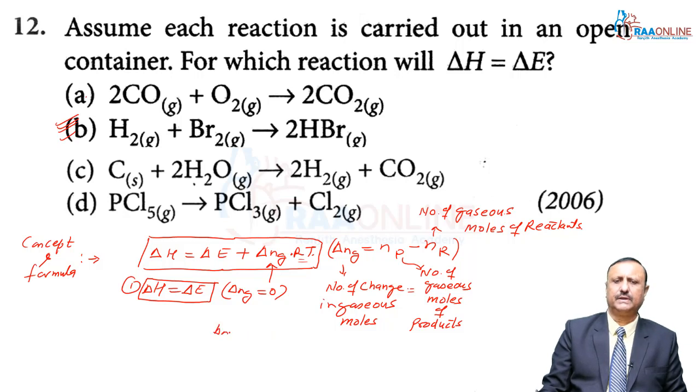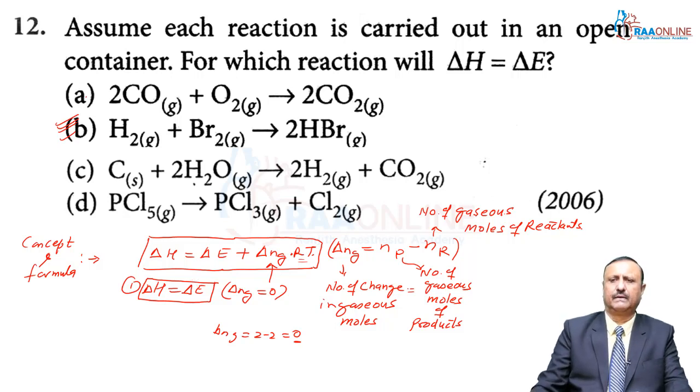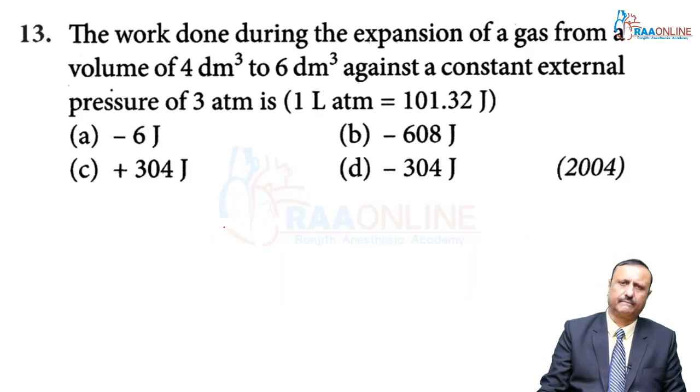So delta Ng is equal to 2 minus 2, that is equal to 0. When you put this 0 in this formula, this whole quantity is 0 and you get delta H is equal to delta E. So my dear students, question number 12 answer is B, and this question was asked in the 2006 exams. Now we can go to question number 13.